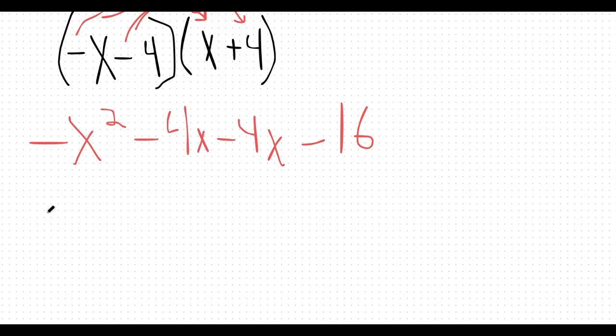Combine like terms to get negative x squared minus 8x minus 16. And there it is, multiplying binomials the easy way.